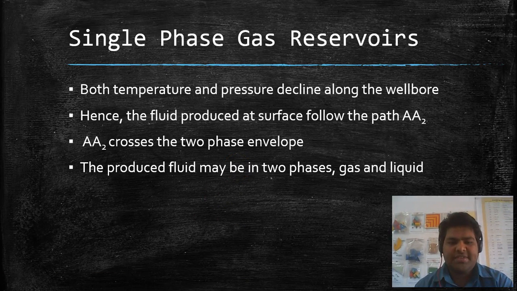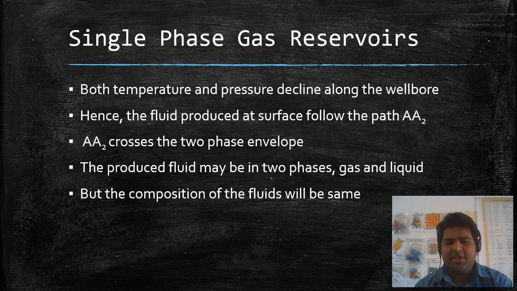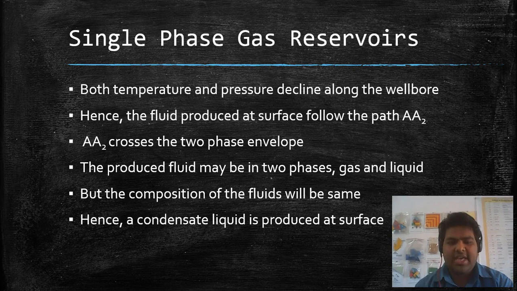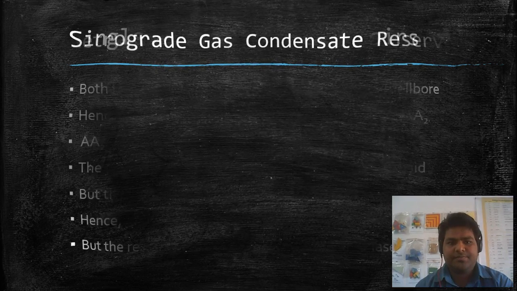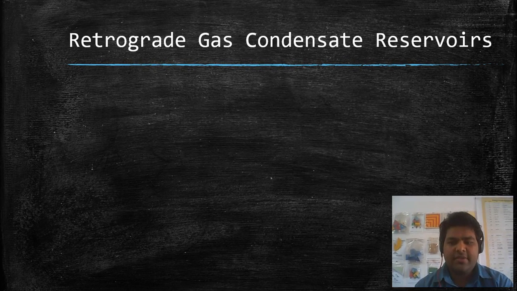AA2 crosses the two-phase envelope. The produced fluid may be in two phases, gas and liquid. But the composition of fluids will be same. The composition of the gas phase will be same as the composition of the liquid phase. This is a very important point. Hence a condensate liquid is produced at the surface, but the reservoir fluid remains in single phase gas state the entire time. The reservoir fluid never goes into liquid state. So next we will see the retrograde gas condensate reservoirs.